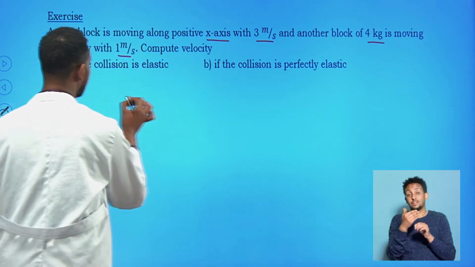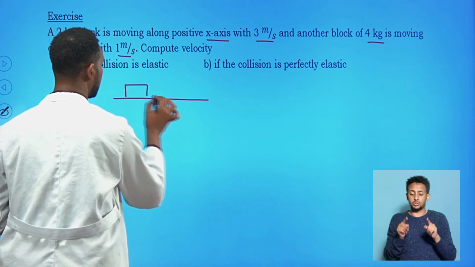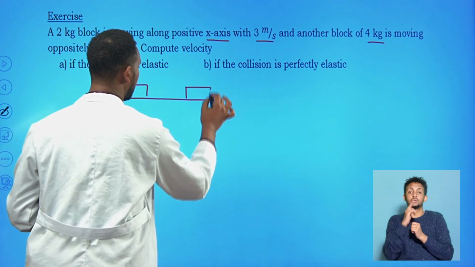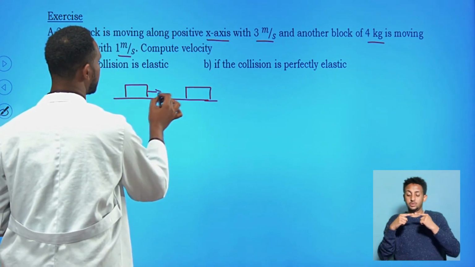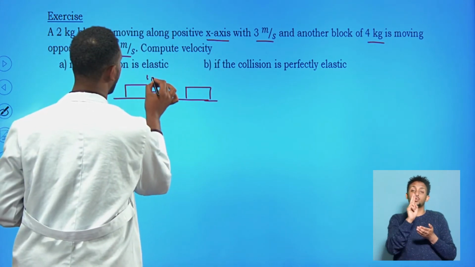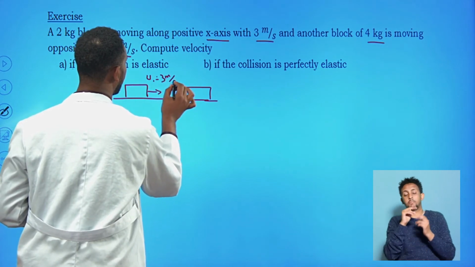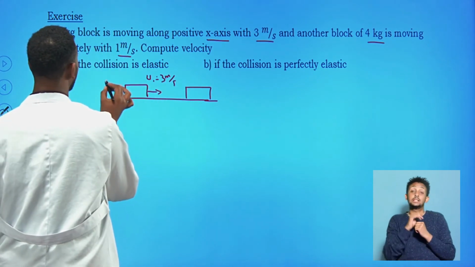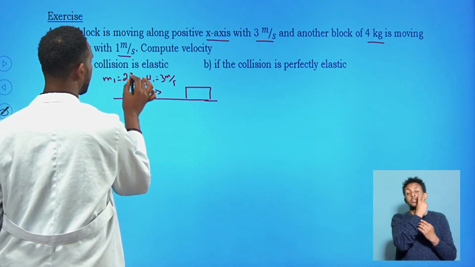For the first case, we have two blocks. Let's say that these are the two blocks. They are colliding along the x-axis oppositely. The first is moving with an initial velocity, you can call it u1, of 3 meters per second. This is 2 kilograms. Let's say that this is mass 1, and mass 1 is 2 kilograms.